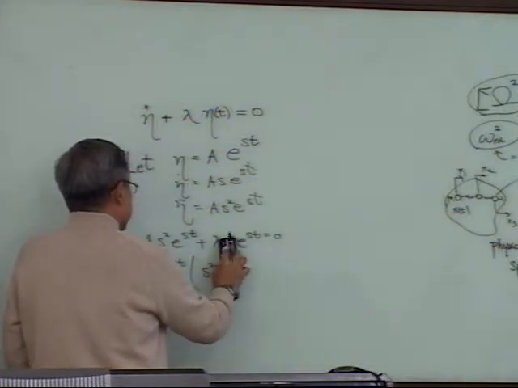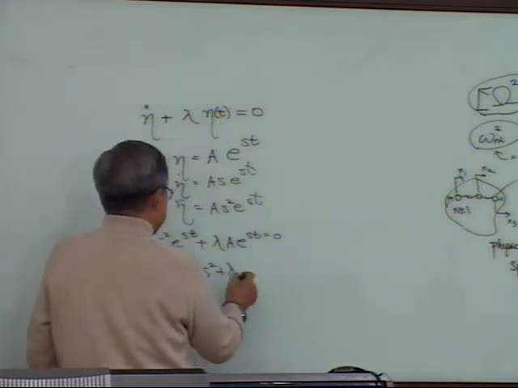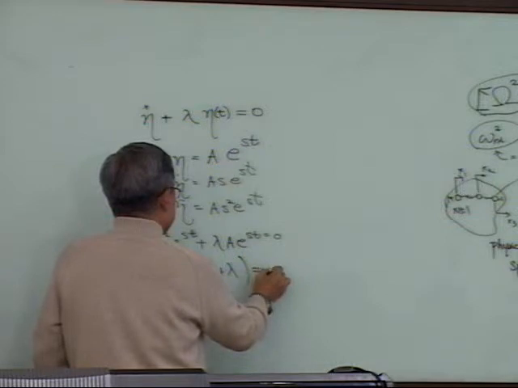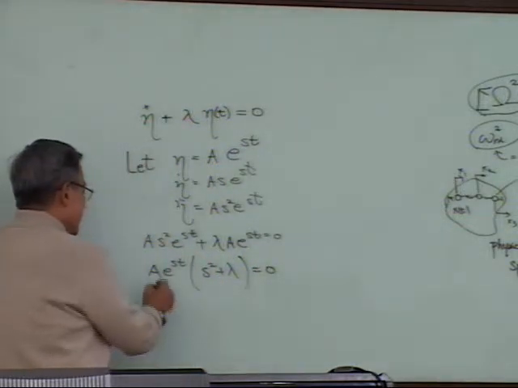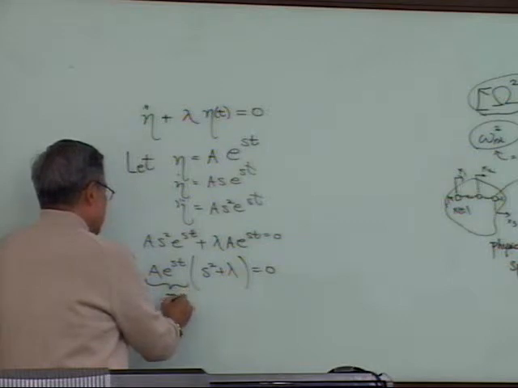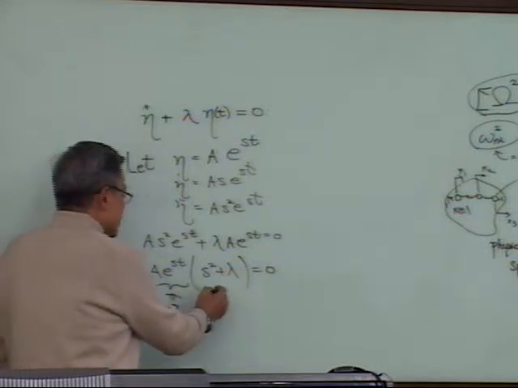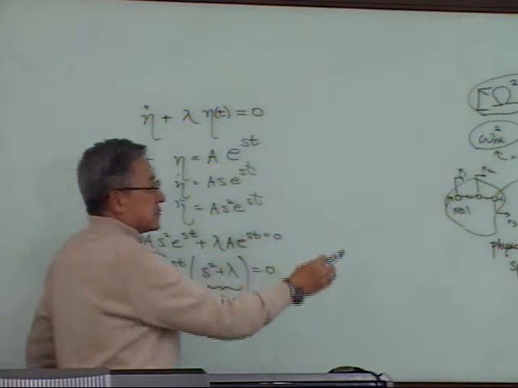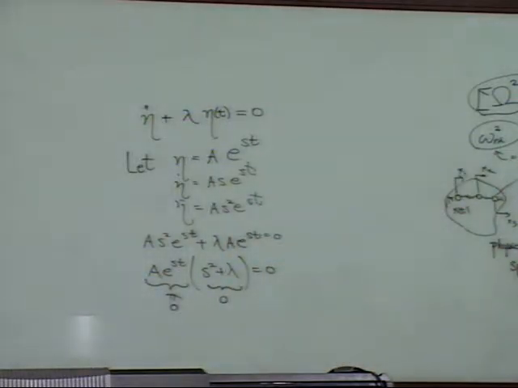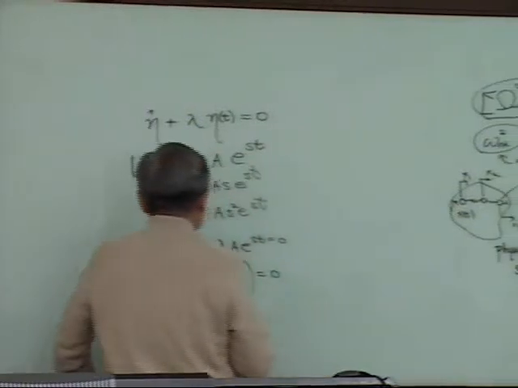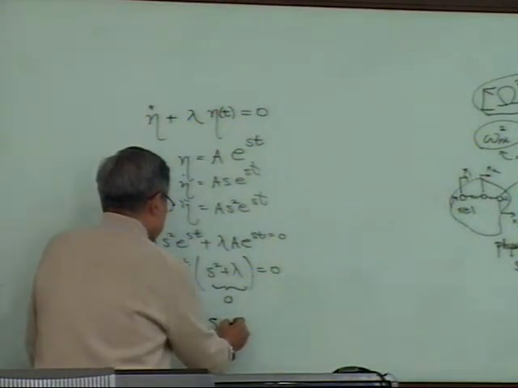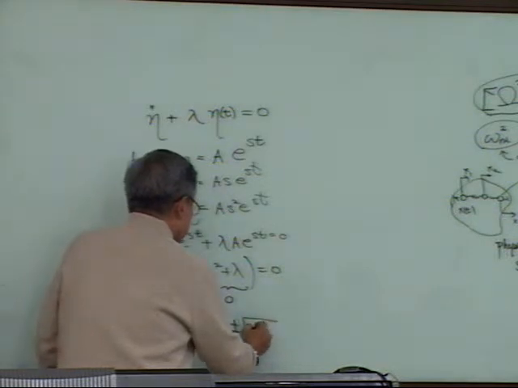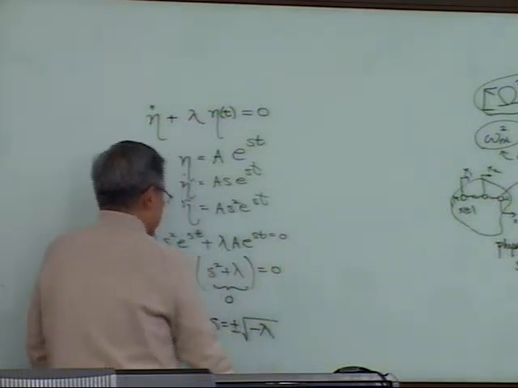There is no s here. Lambda is equal to 0, right? But this is not equal to 0. Then this has to be equal to 0. Then you can move this around, and A has to be all cancelled out. So over here, s is equal to plus or minus square root of minus lambda.